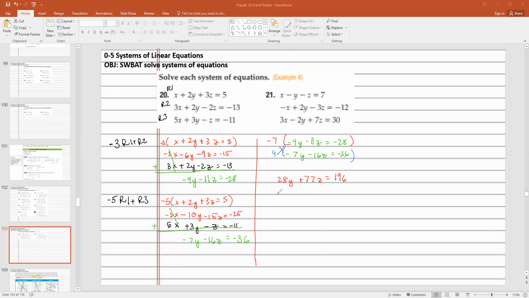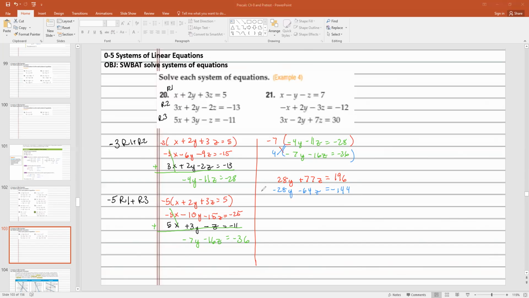And 4 times -7, -28y. There you go, opposites. 4 times negative 16, negative 64z equals negative 144. Yeah, looks good. All right, now we're going to add them.